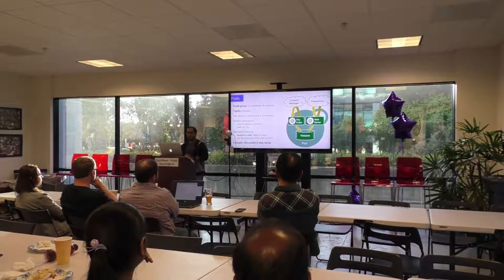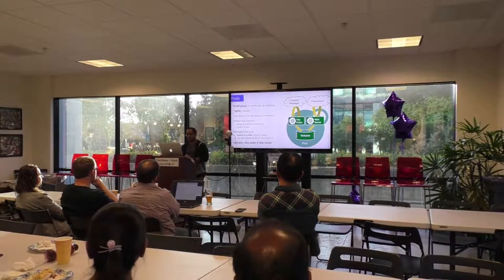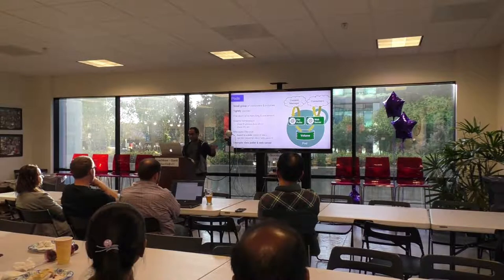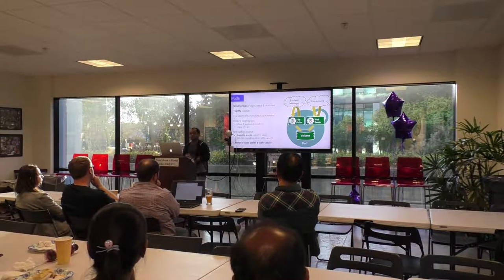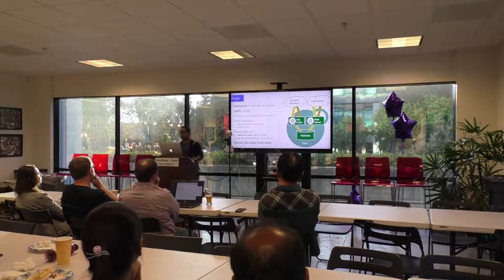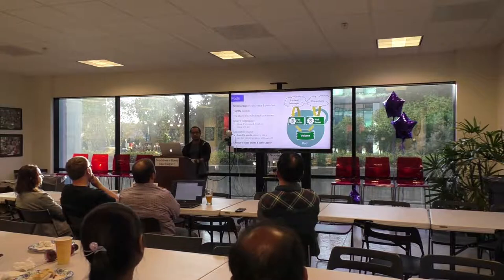So a pod is just a group of containers, one or more, and it's bound to a node. So if your node goes down, your node goes away, your pod goes away forever. So this is the basic atomic unit of scheduling. Any questions?